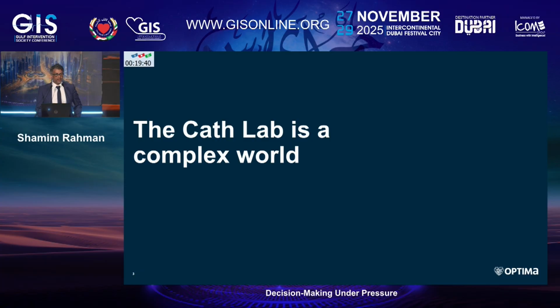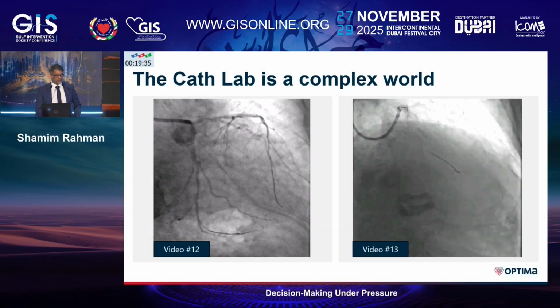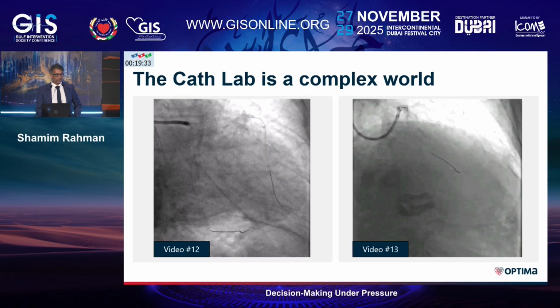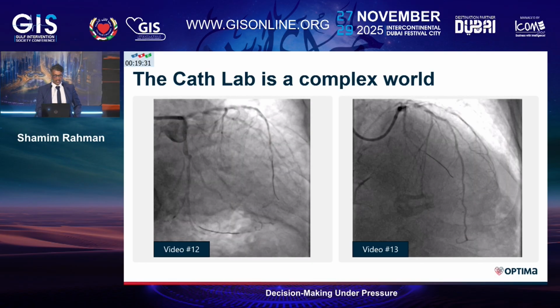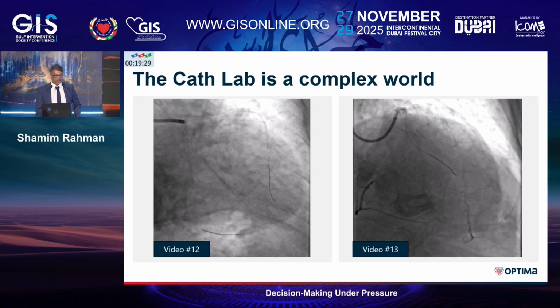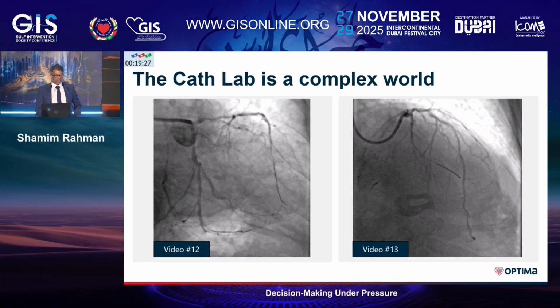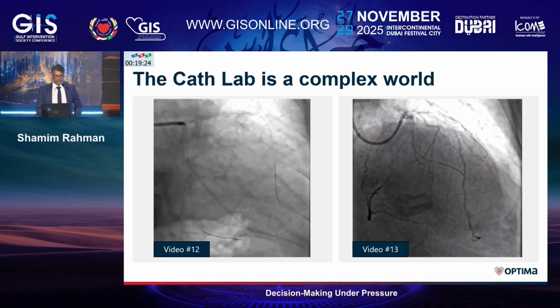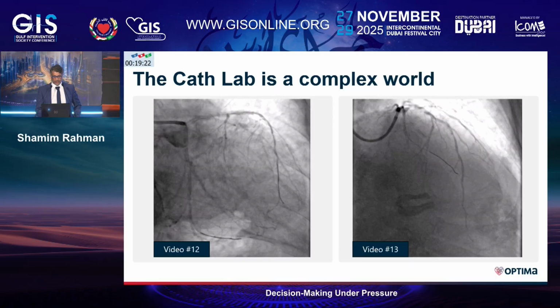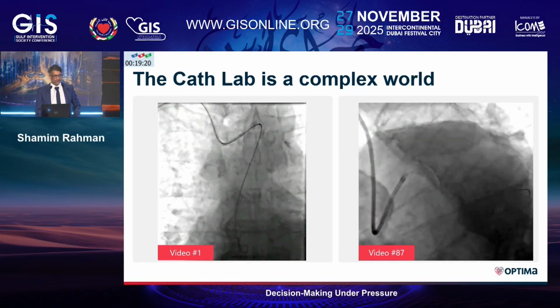So I think we recognise that the cath lab is a complex world. Here's an example of the problems that we deal with and the things that we are used to seeing. Here's a patient with left main disease and a CTO, and you can see videos of some PCI on the right. It doesn't usually tell the full story.